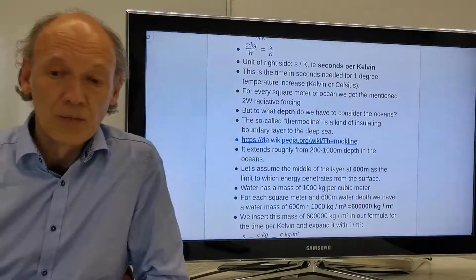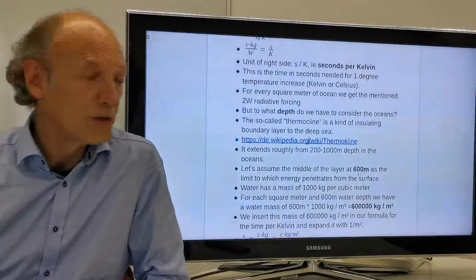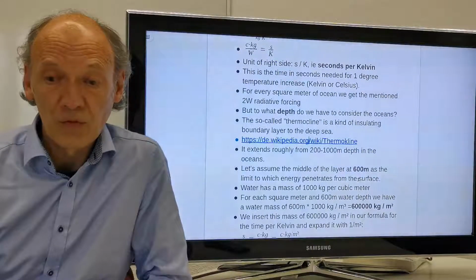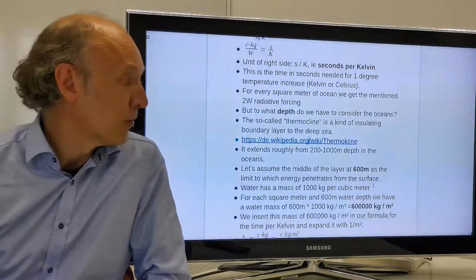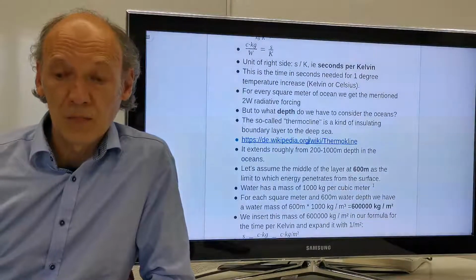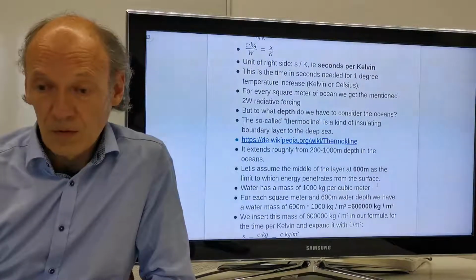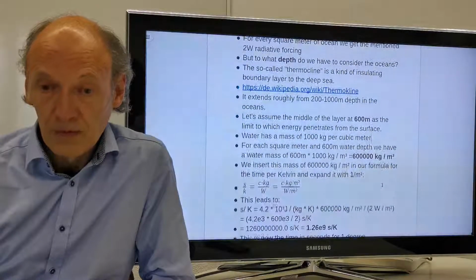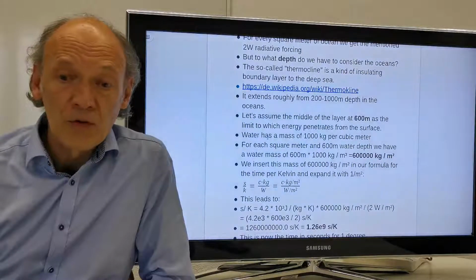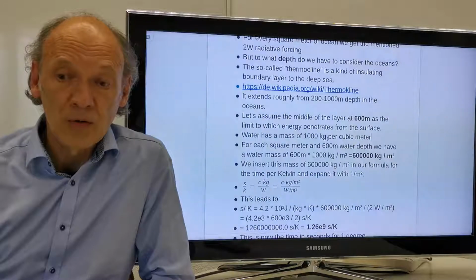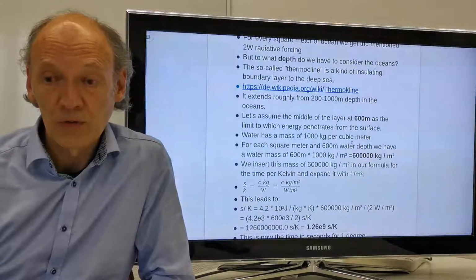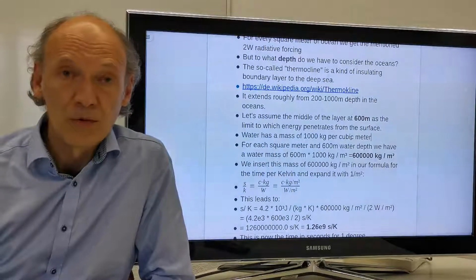So we just assume the middle of the layer, or 600 meters, as the limit to which the energy penetrates from the surface. So now we have a good, simple answer, which also allows us to easily compute our desired result of seconds per degree Celsius. And we know that water has a mass of 1,000 kilogram per cubic meter, right? So 1 cubic meter is 1,000 liters, 1 liter is 1 kilogram.